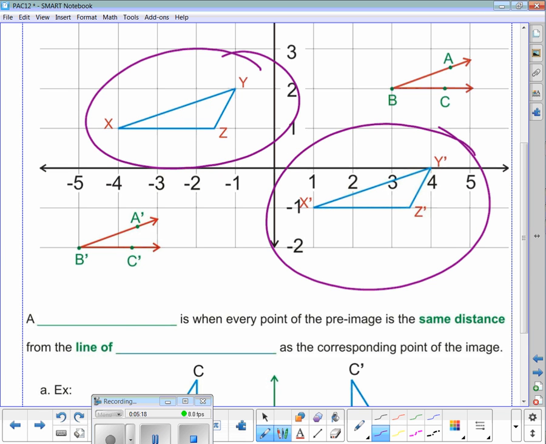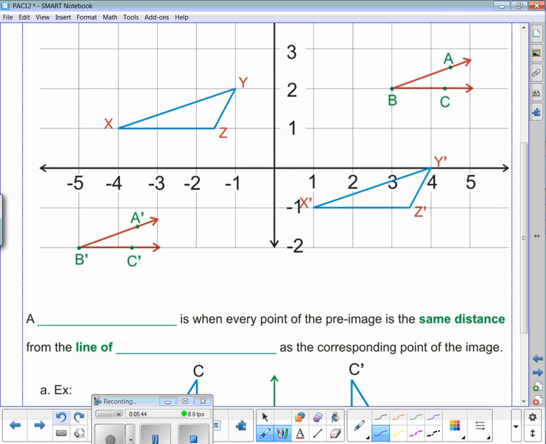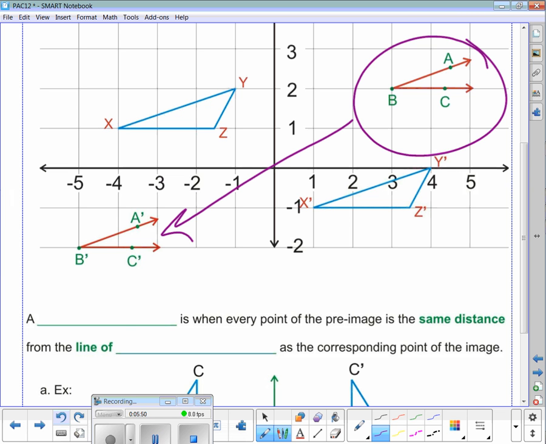Remember, the pre-image is the first one. The movement to a second location is the image. The one on the left is the pre-image, and the one on the right is the image. How do I know that? What told me that's the way it went? Andrew? The apostrophes, because the image, the one that's moved, always has the apostrophes. And you can see that as well with the angle, right? This one is the original, the pre-image. And this one is the image.